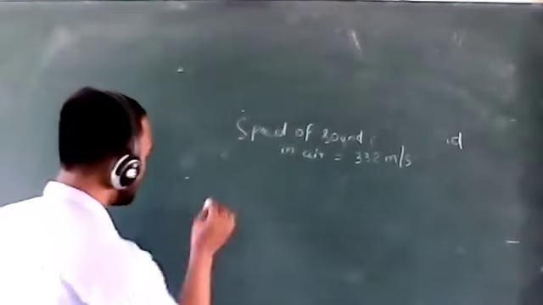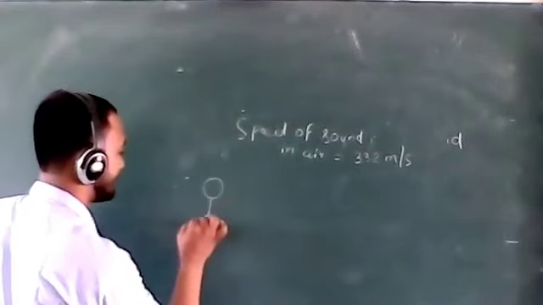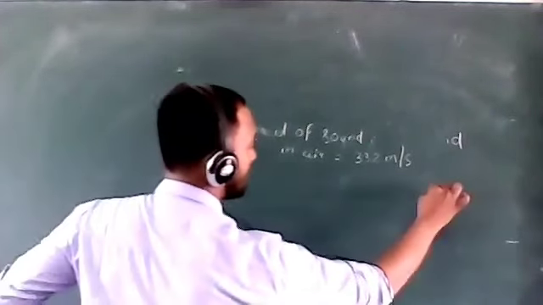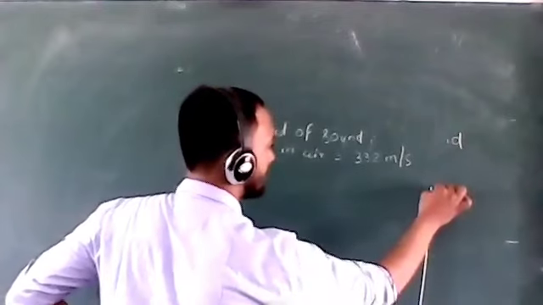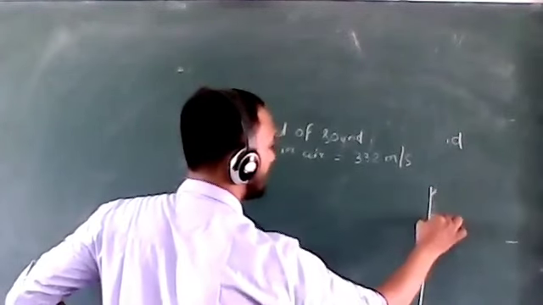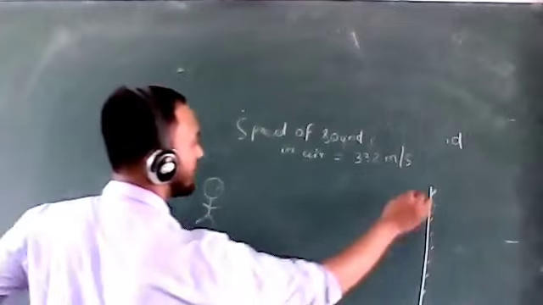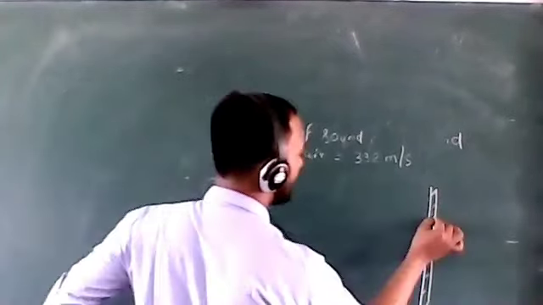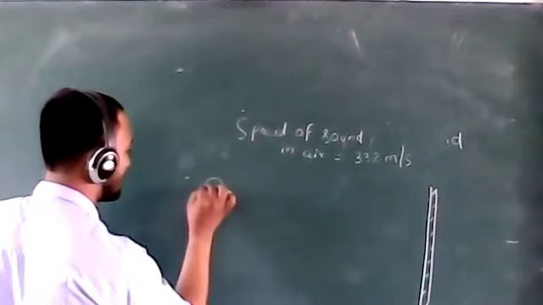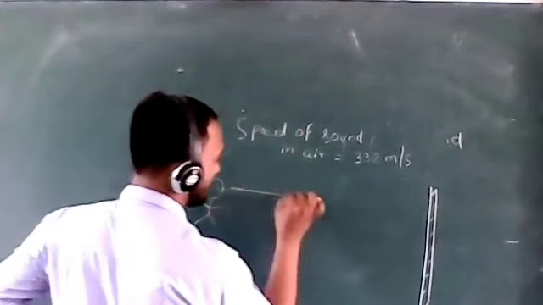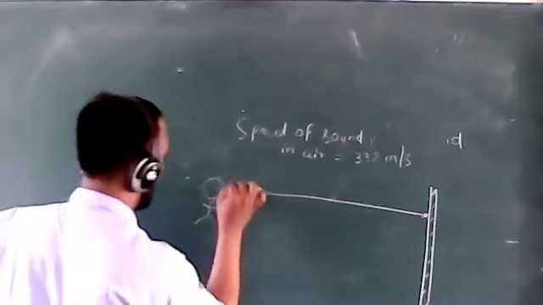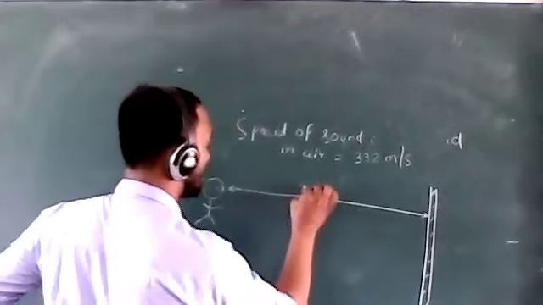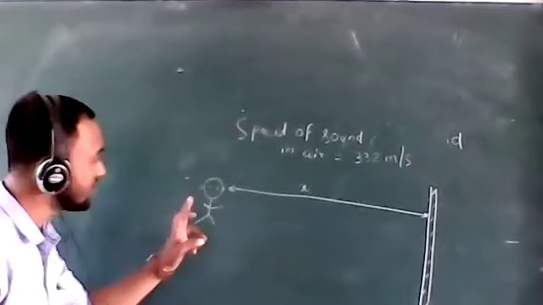Suppose a person is standing here and there is something like hill areas or some wall which can reflect the sound. He speaks something, the sound will strike here and return back to his ears. Suppose the distance between the man, the source of sound, and the reflector is x. So how much distance will the sound travel?